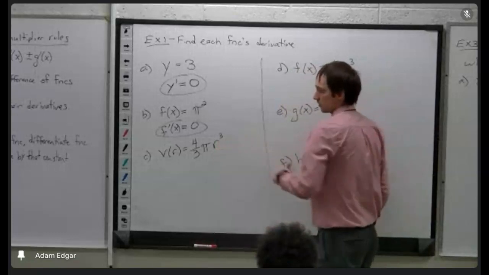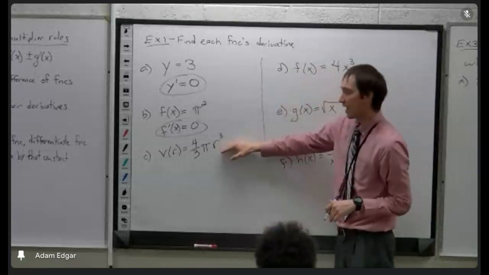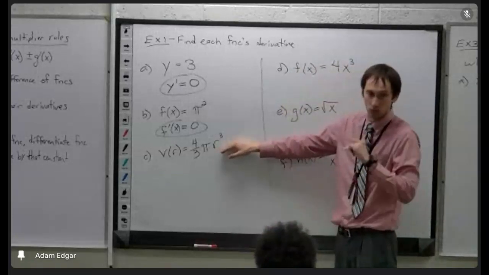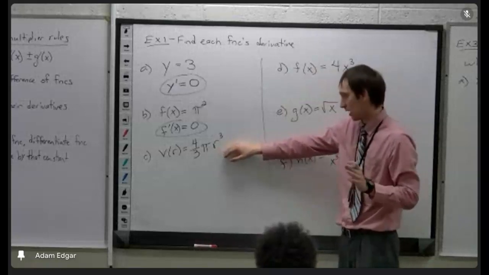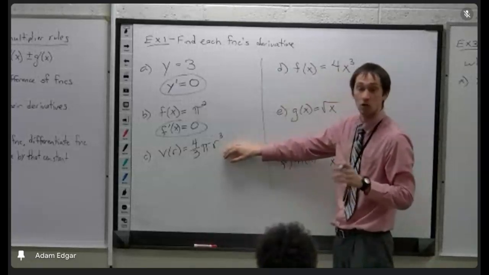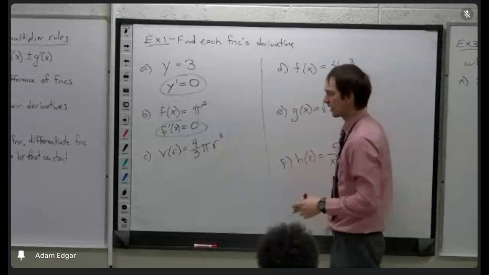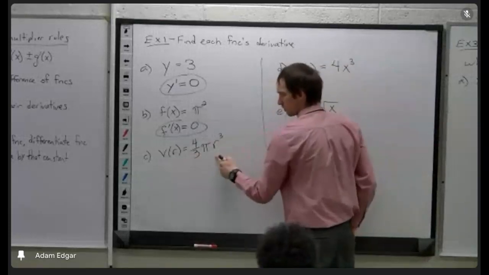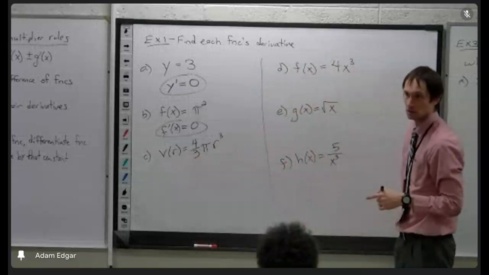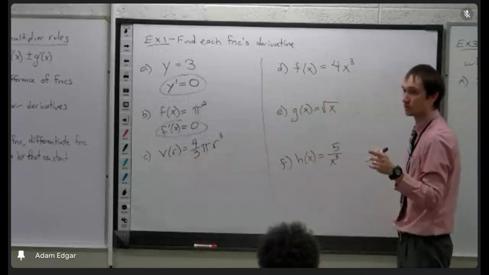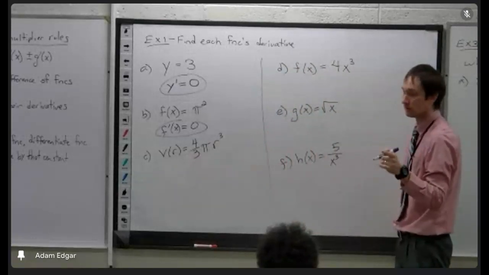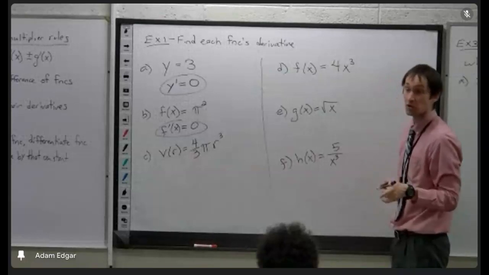Here, do we have a variable? Yes, what's our variable? All right, we have a variable this time. It's r, so we can use our power rule. Did anybody recognize what this equation is? The formula? Close. Volume of the sphere. When we differentiate it, we'll get surface area of the sphere.